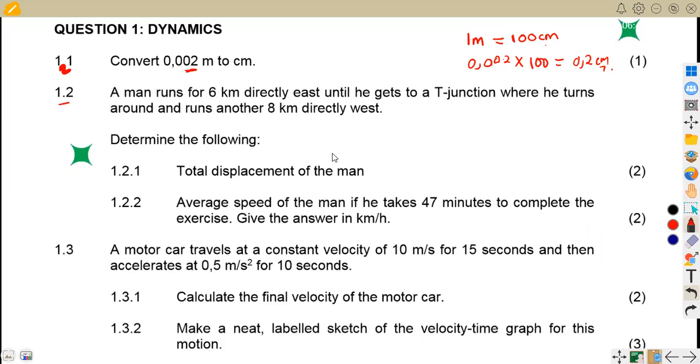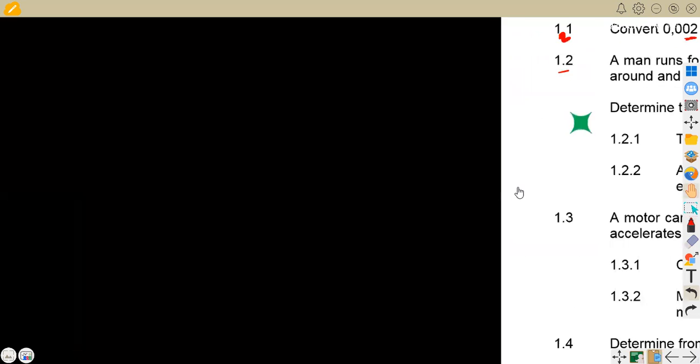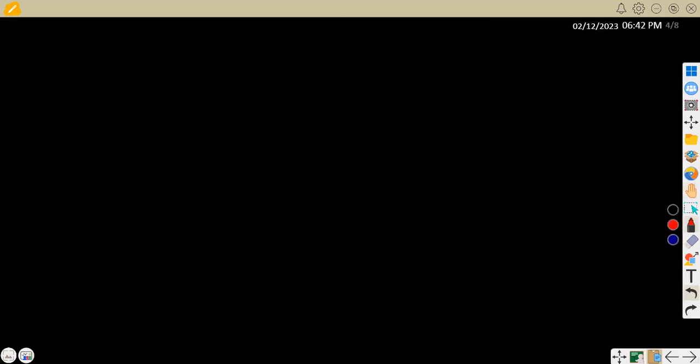On 1.2, we are given that a man runs for 6 kilometers directly east until he gets to a T junction, where he turns around and runs 8 kilometers directly west. Determine the total displacement of the man. So this is what is happening here, guys. There is a man who is running towards the east.